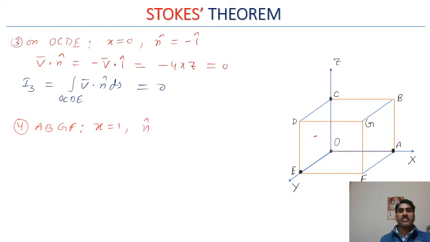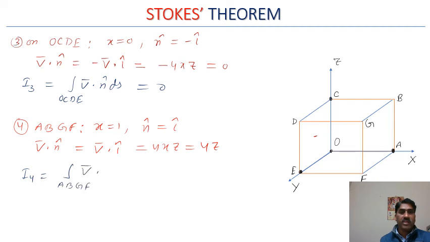Normal is in the direction of i, so the unit normal is i, and we need V dot N. What is V dot N? This is V dot i, which gives 4xz, but x is equal to 1, so we have just 4z. So write the integral I4 as the integral over ABGF of V dot N dS. Put the limits 0 to 1, 0 to 1, V dot N is 4z, and what is dS here?